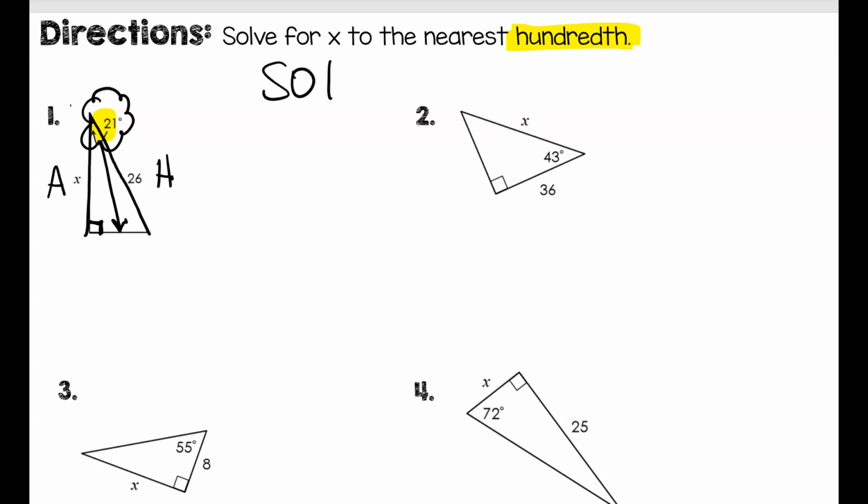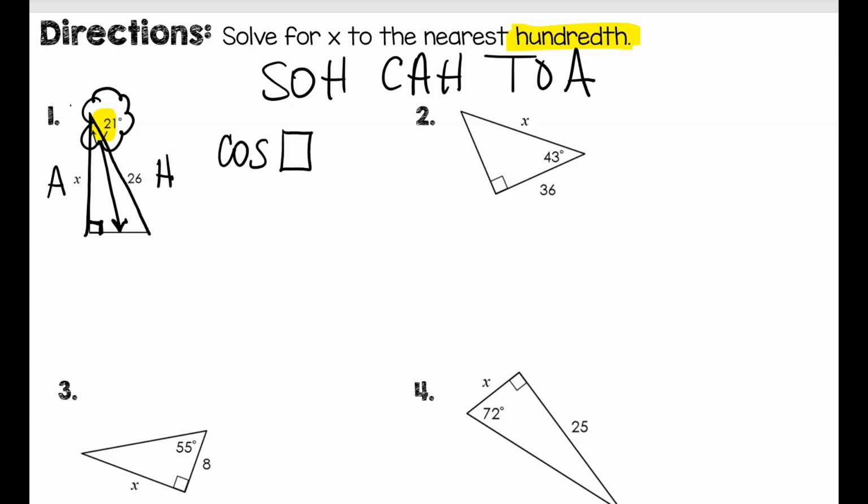So I'll just write the trig ratio over here at the top, SOHCAHTOA. Based on these two values here, we're going to be using the a and the h. So that means we're using cosine. Cosine of the angle equals adjacent over hypotenuse. So the angle here is 21. The adjacent side is x, and the hypotenuse is 26. I'm going to put this over 1 and cross multiply.